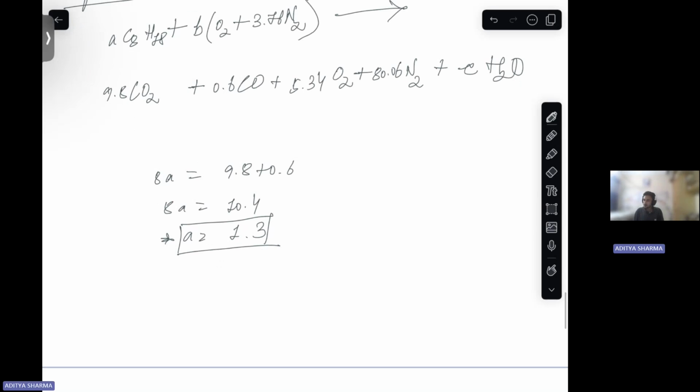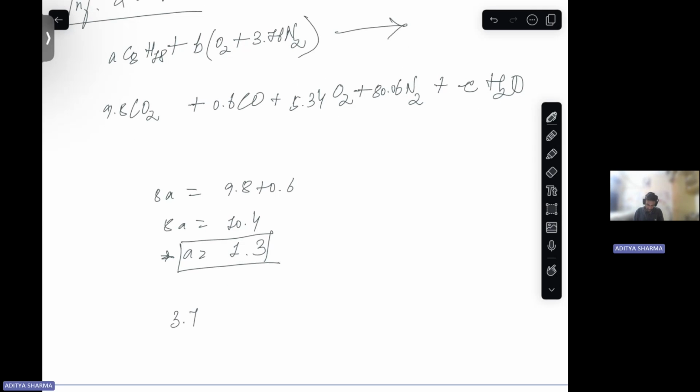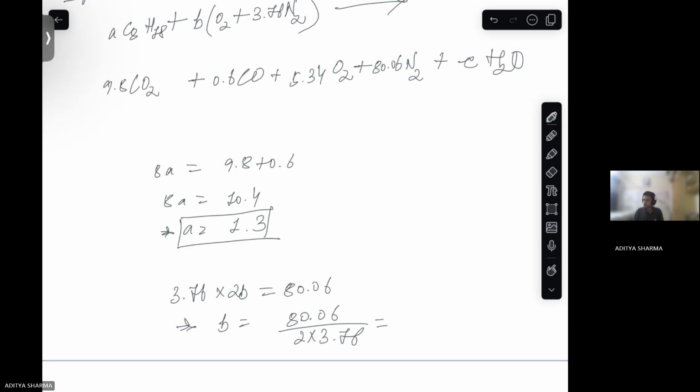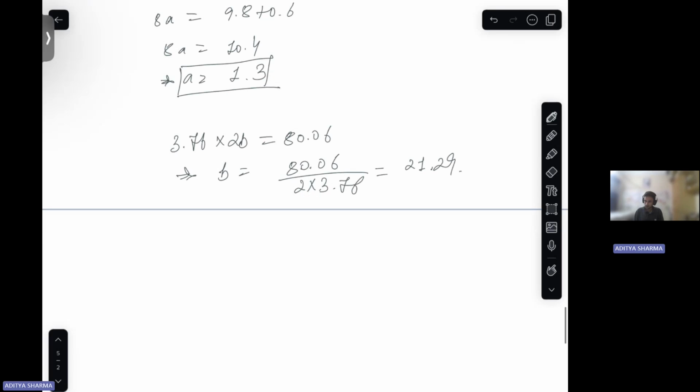Then we will balance what? Nitrogen we can balance, right? So 3.76 into 2B equals 80.06. B equals 80.06 divided by 2 into 3.76. So if you work this out, this will come out to be 21 point. Please check whether this is correct or not, right?